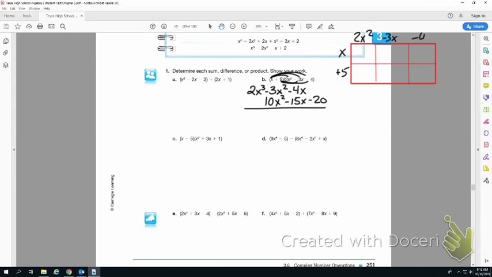Students who have done this in the past, I feel like there's less room for error if you set it up to combine like terms, as opposed to having one really long line of 6 different terms and going through there matching them up and combining them. This is already set up to do that. So my 2x cubed is just going to come down. Then I've got negative 3 plus 10, which is 7x squared. Negative 4 minus 15. And then my negative 20 comes down as well. Your first and last terms are always just going to come down.